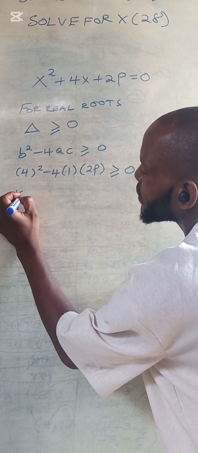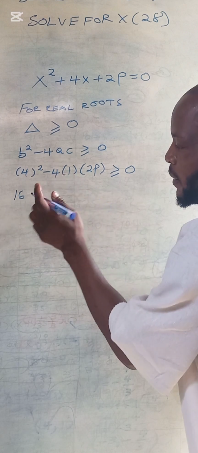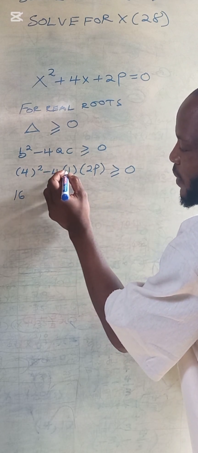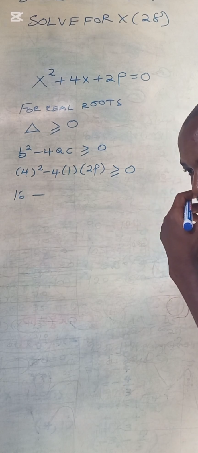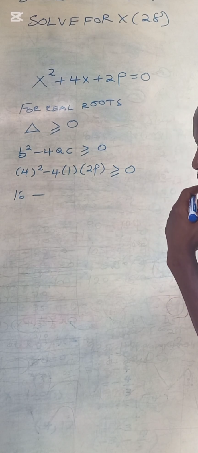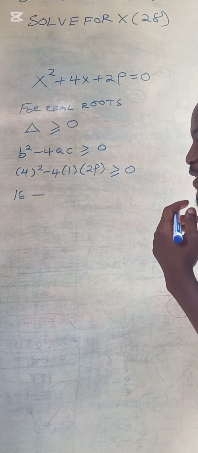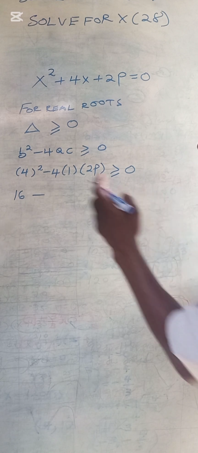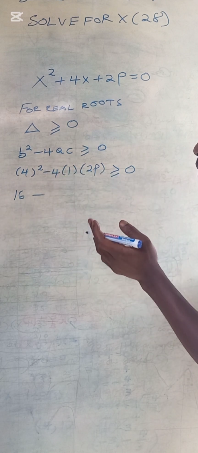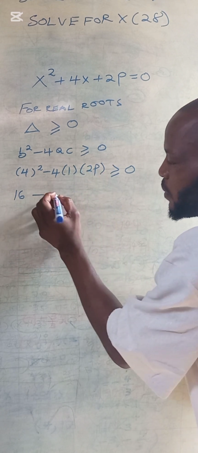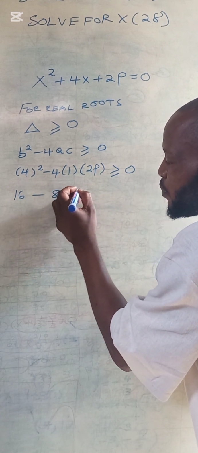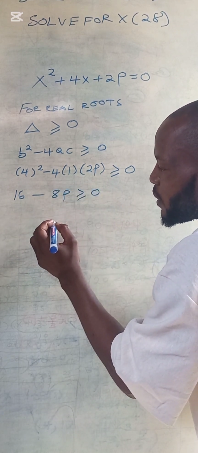So 4 squared is 16. Negative by positive, negative. 4 by 1 is 4. 4 by 2p is 8p. So 16 minus 8p must be greater or equal to 0, right?